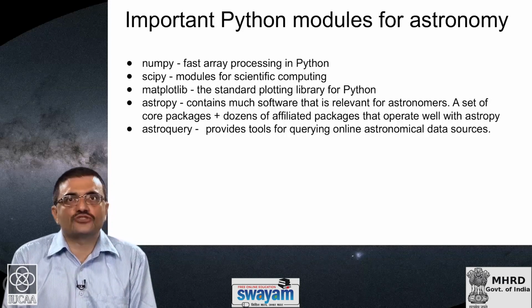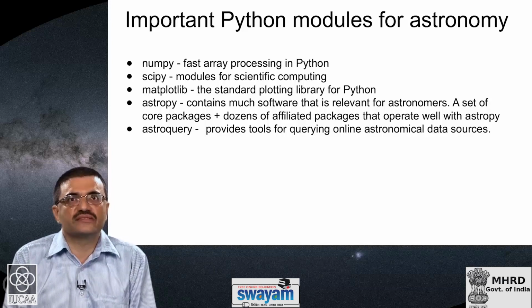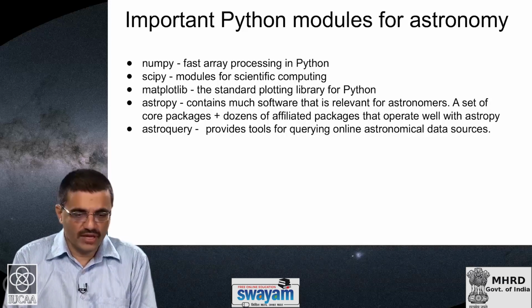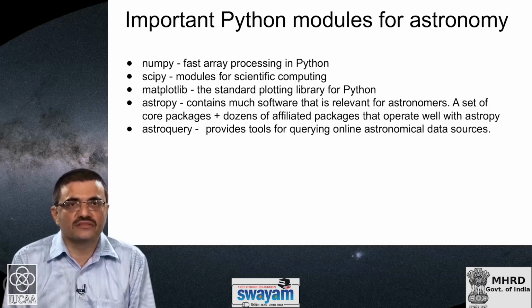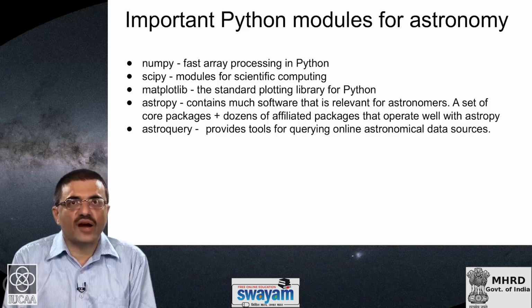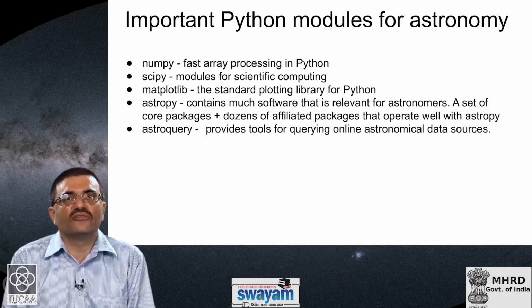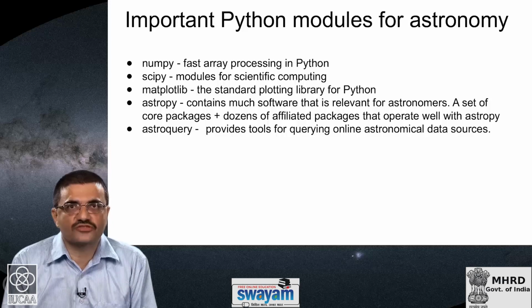Now, coming to core astronomy, the most important package for astronomers is something known as AstroPy. It contains a lot of software that is relevant for astronomers, and it contains basically a set of core packages which provide the core functionality. We will look at that in a minute. But it also provides dozens of affiliated packages that operate well with AstroPy.